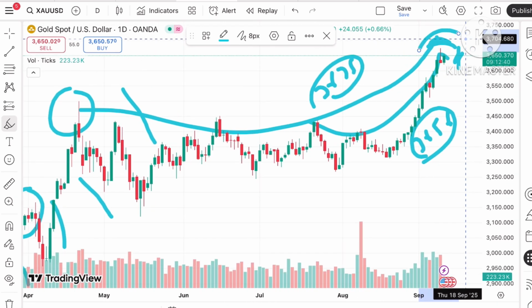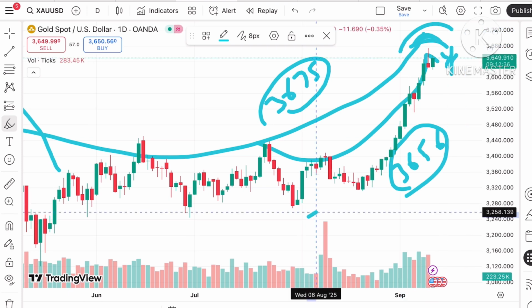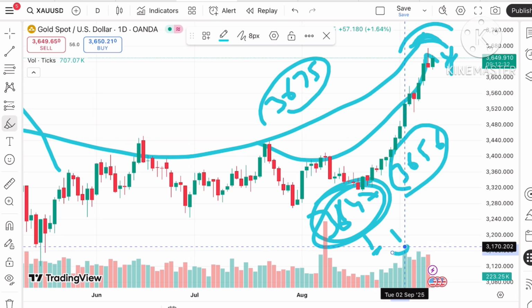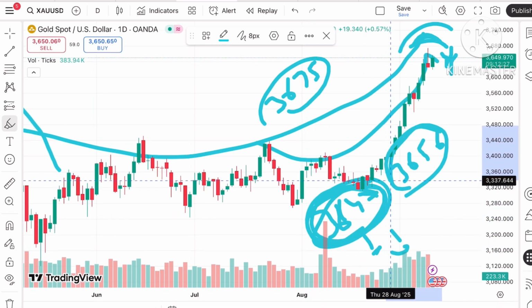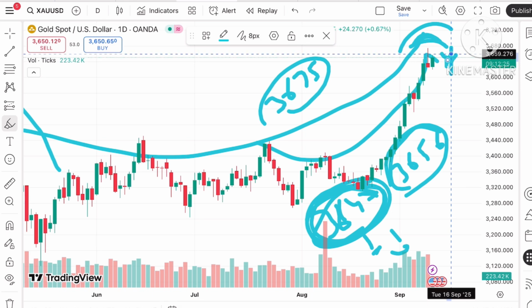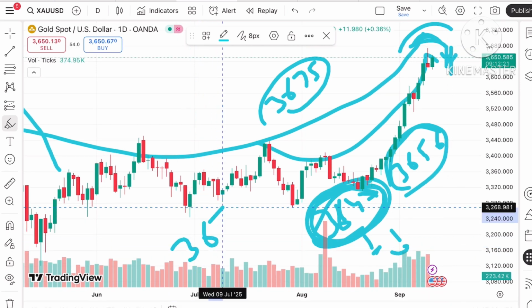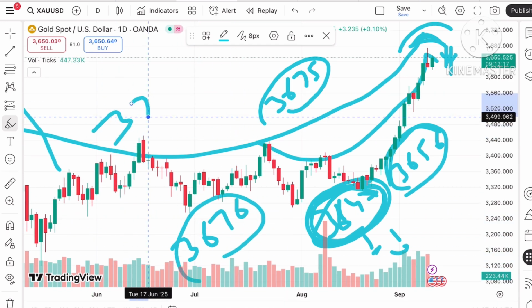So 3647, keep that in mind. If it keeps moving below this level, a further fall can be seen. If it keeps moving above this level, a further upside can be seen. If it starts going above this level, it can touch today's high, and then from there it can touch its all-time high of around $3676. And if the price moves above this level, it can touch a level of 3700. So the best you can do is trail your SL by $15 to $20.